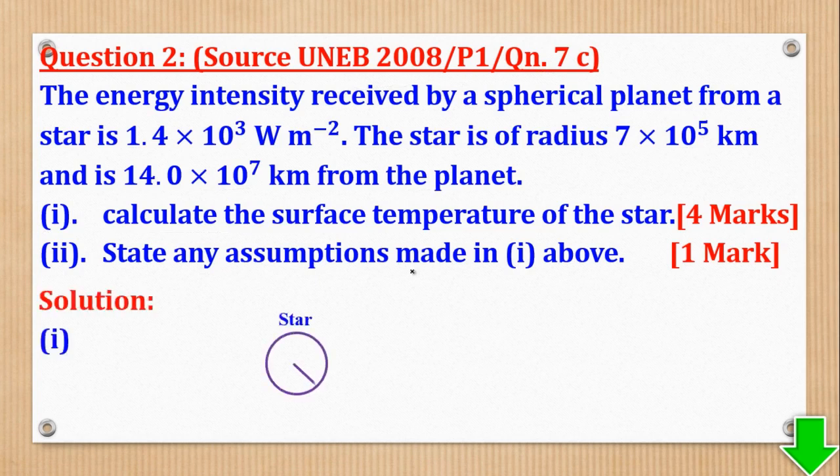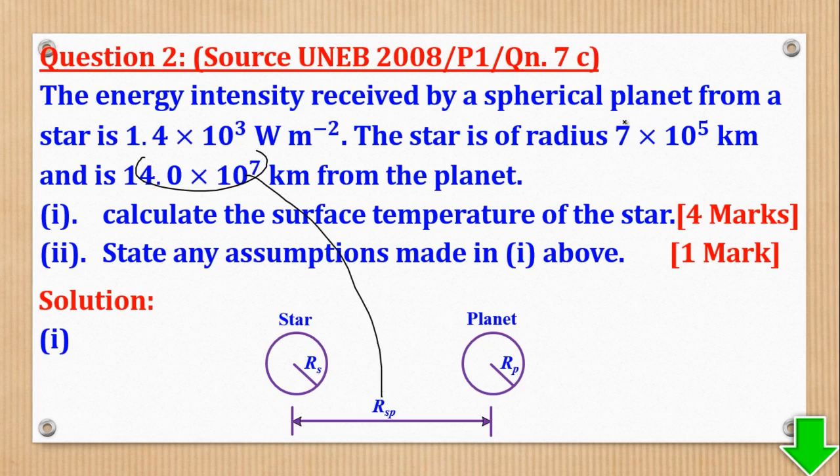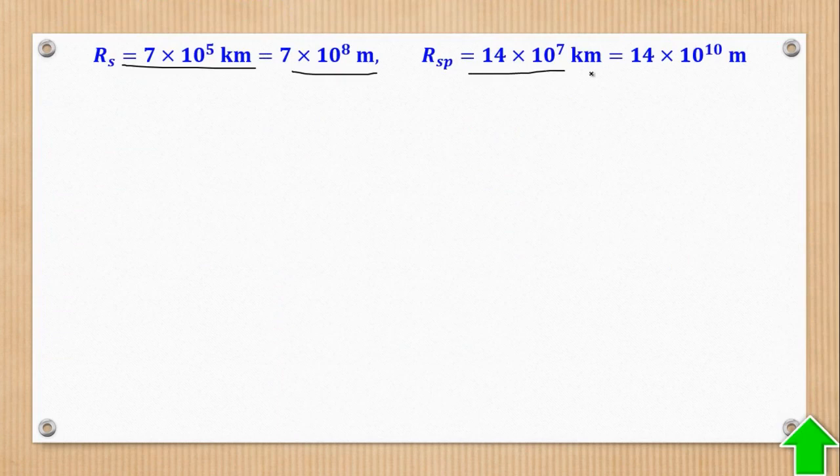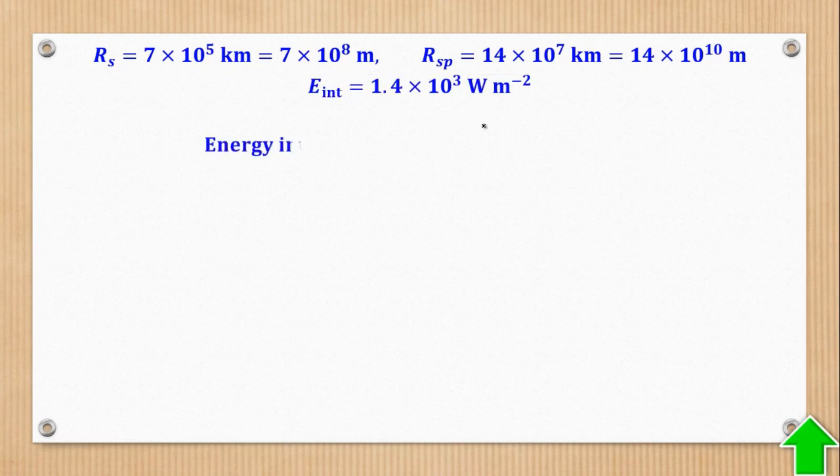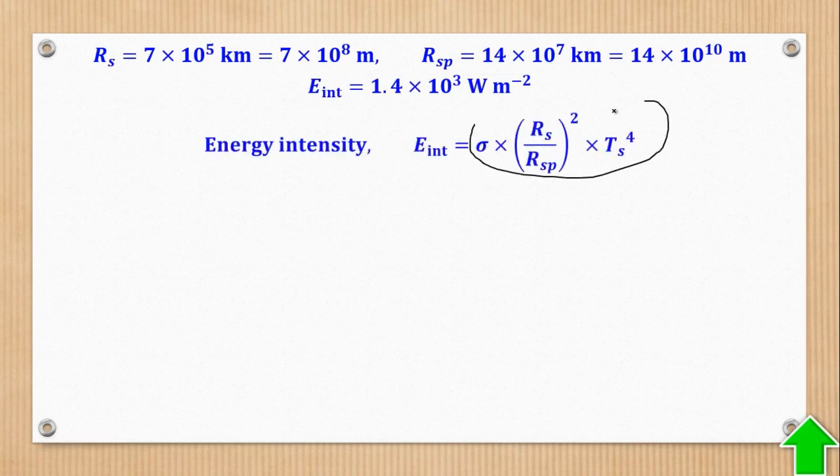So still we shall make a sketch. We have the star, we have the planet, and we have the distance between the two, which is RSP. In this case, this one is the distance between the two, this one is the radius of the star, and this one is the energy intensity. So you interpret that RS is that, change it to meters, RSP is that, change it to meters. Then energy intensity was given as that. You shall remember that energy intensity is given by this formula.